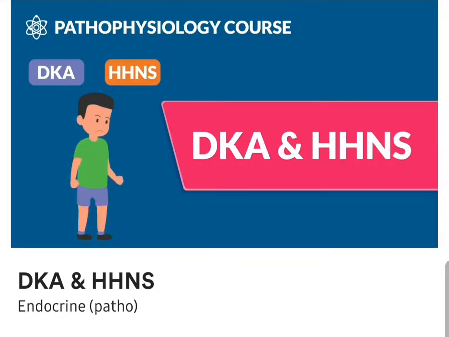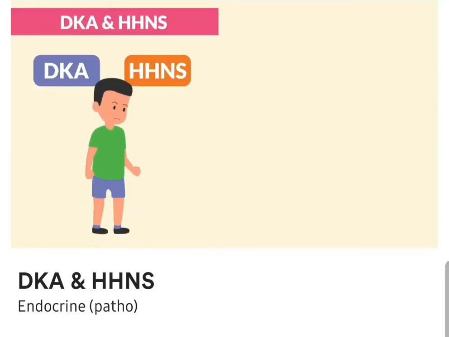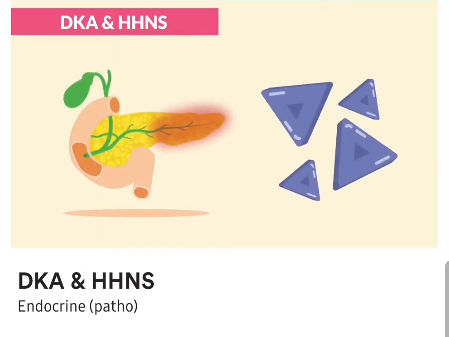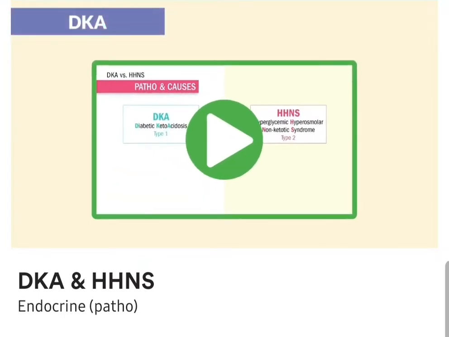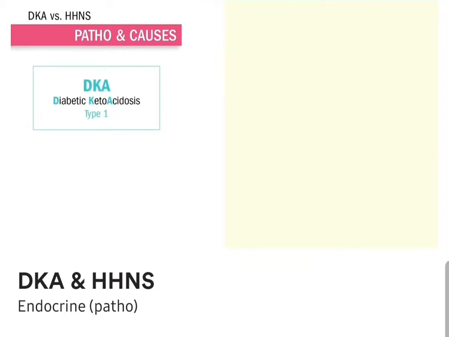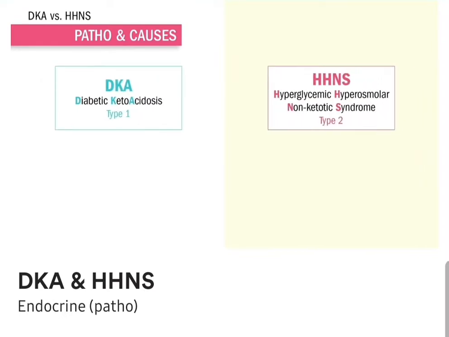Now for DKA versus HHNS. These are both diabetic conditions involving high sugar inside the blood, from a problem with the pancreas and insulin. So let's play a segment from our MedSurg course, and then go into pediatric details. DKA and HHNS. Well, DKA is more common in type 1 diabetes and HHNS for type 2.